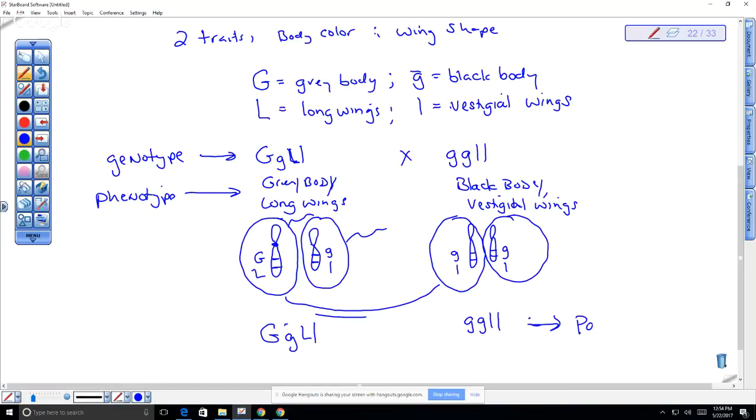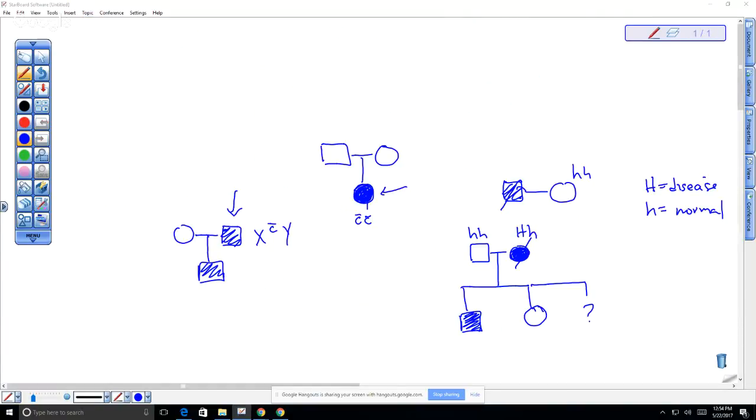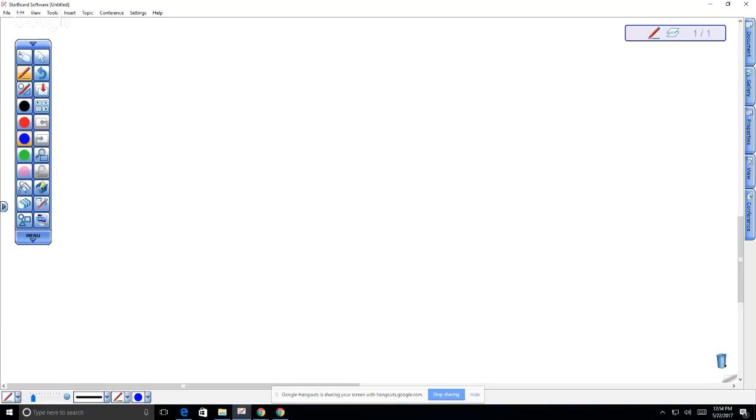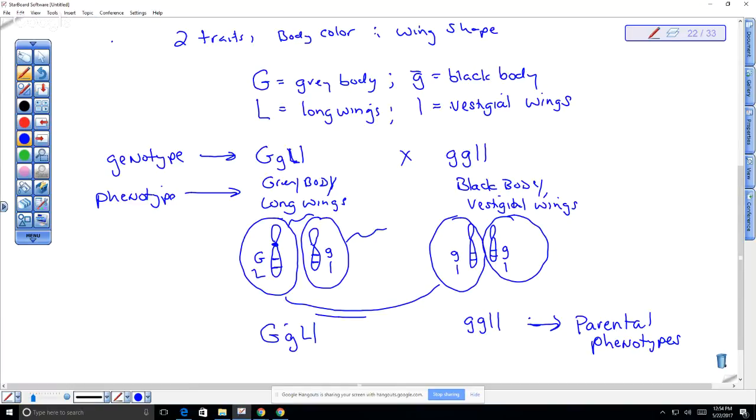So these are called parental phenotypes. Okay. Did I go too fast on that one? Okay, put it back. Needed to go to my whiteboard, so I ran out of space. Okay, those are my parental phenotypes.